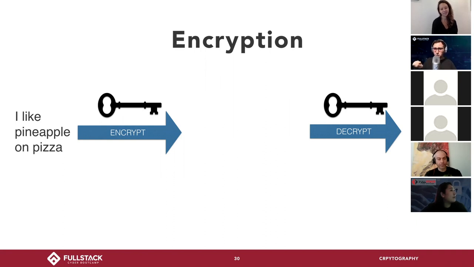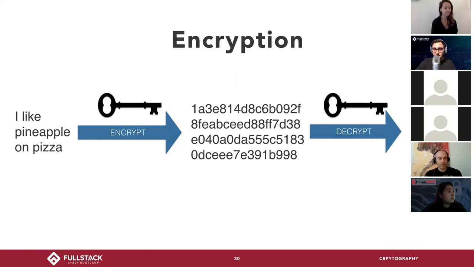I'm going to use a special key. And what that's going to allow me to do is at the party, when I'm talking to my friends, I'm going to say, hey, 1A3E8814D8C6B. And you're like, okay, please stop talking to me like that, Corey. It's kind of annoying and rude at this party that you're just shouting numbers and letters at me. But what they don't realize is that I'm trying to communicate to someone on the other side of the room who also has the key, who can take my message and realize, oh, wow, you spent so much work just trying to hide from everyone that you like pineapple on pizza, Corey. Wow, that's embarrassing, right?